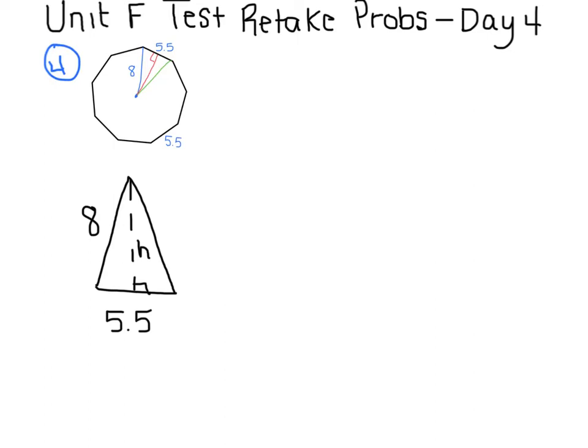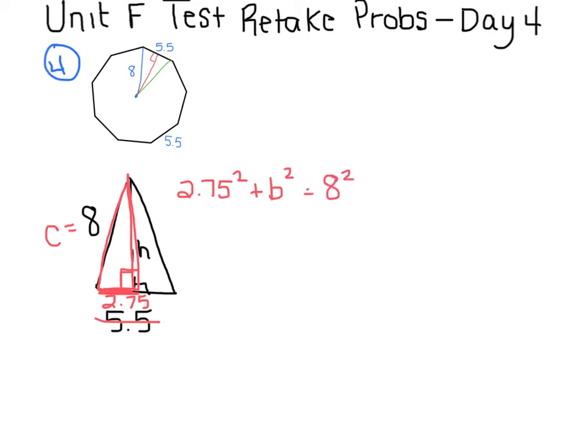Well, to do that, I'm going to do Pythagorean theorem on just half of this triangle. So I'm going to treat this like a right triangle. I know this is a right angle down here. And I'm going to use Pythagorean theorem to find that missing length. So notice this 8 is going to be your hypotenuse, so that has to be the C. And this length down here is going to be half of 5.5, which is going to be 2.75. And I'm going to set up Pythag as 2.75 squared plus b squared, which is really my h, equals 8 squared.